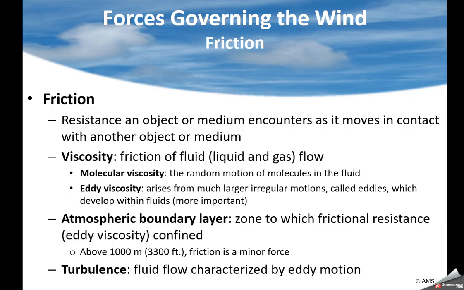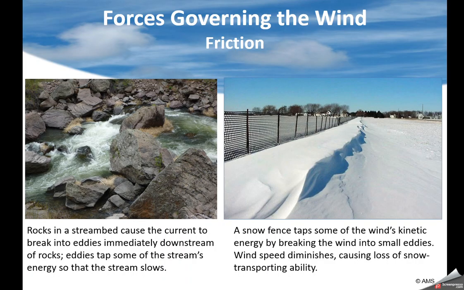Eddy happens in fluids. If you ever look at your cup of coffee in the morning when you drop creamer in it, what happens to that creamer? It goes in all kinds of different directions. That's eddy viscosity. That is turbulence. You can see here friction along a water path bubbling up, or a fence holding snow, slowing down the wind, letting the snow deposit there. We see snow fences in the wintertime in a lot of different areas where there is significant snowfall.